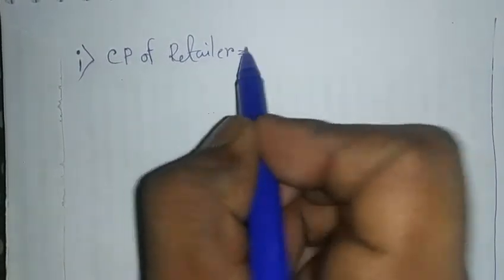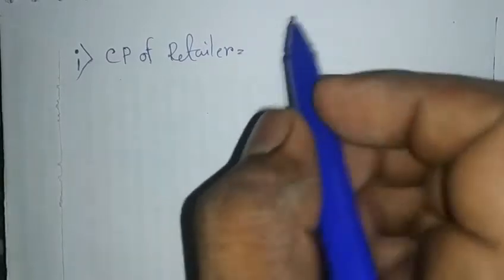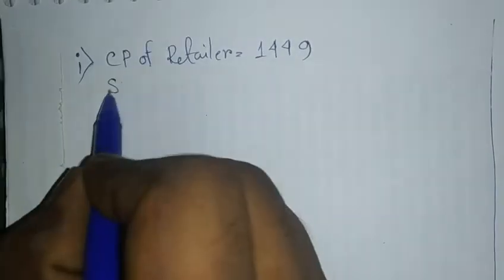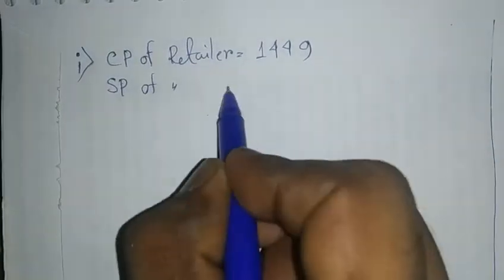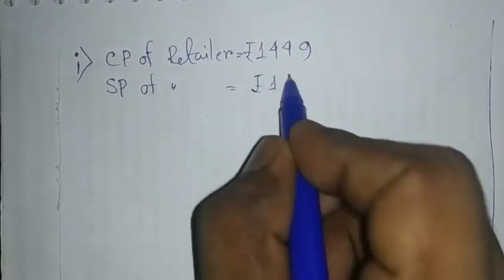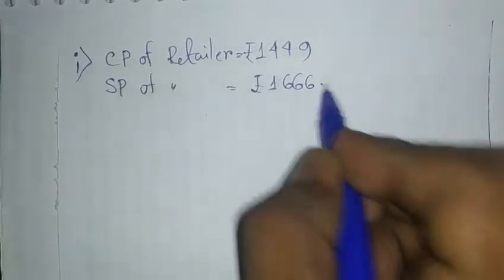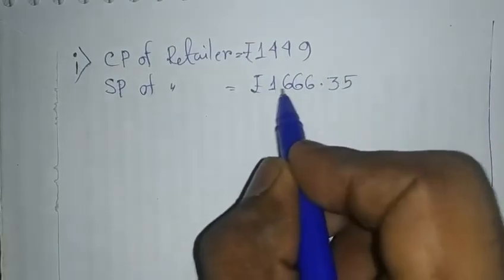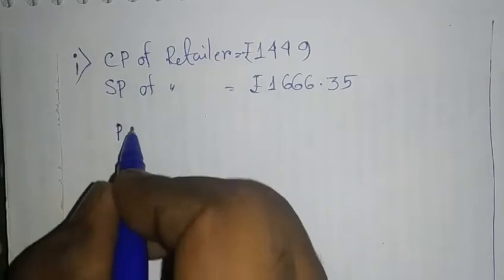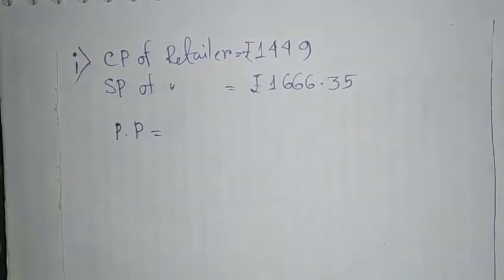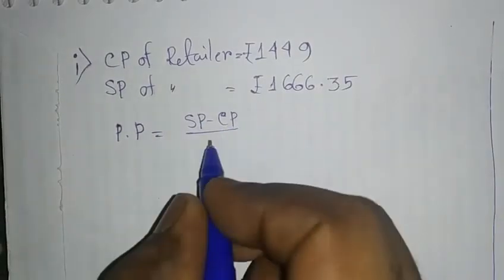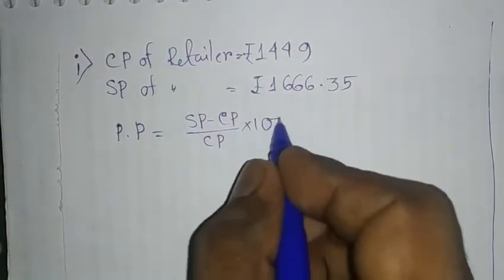retailer, cost price of the retailer is rupees 1449 and the selling price of the retailer is rupees 1666.35 rupees. Now profit percentage, this is equals to, selling price minus cost price divided by cost price into 100.